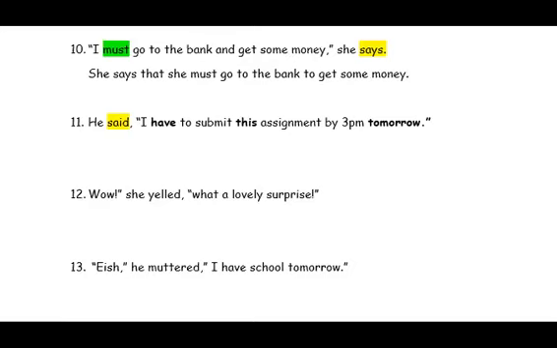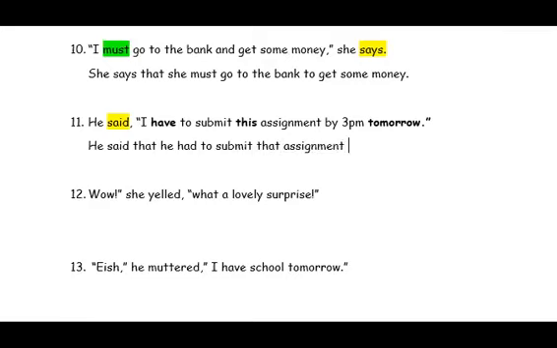You could even say "to get some money," that would be fine. Or "to get some money," that's fine as well. All right, he said, "I have to submit this assignment by 3 p.m. tomorrow." Can you see how we need to change this to the past tense when we are putting it in indirect speech? So he said that he had.